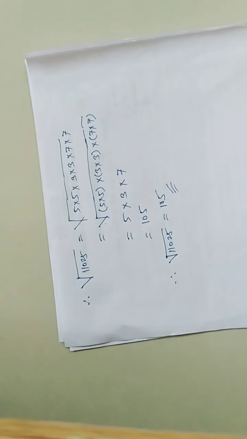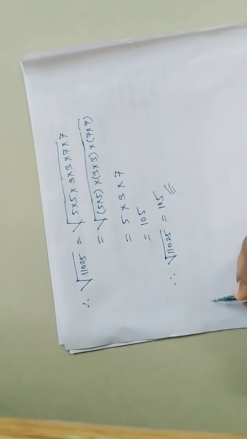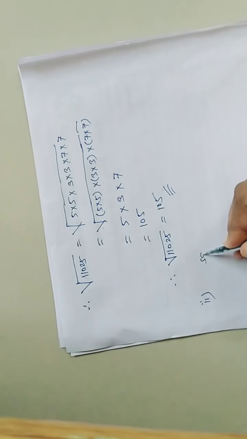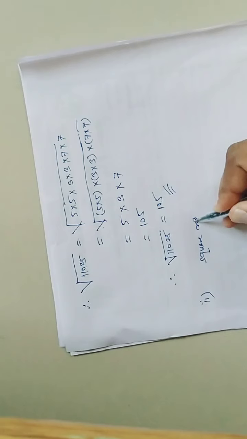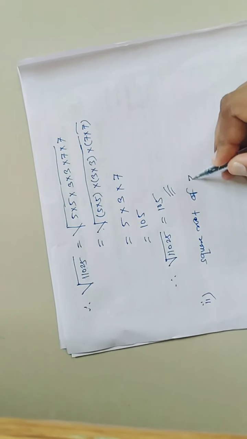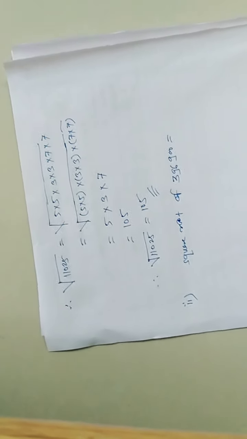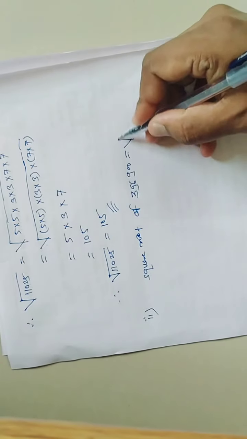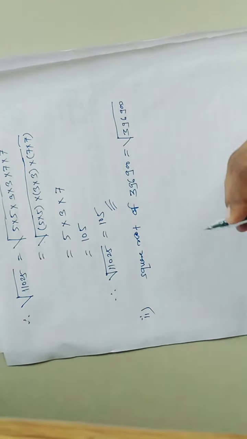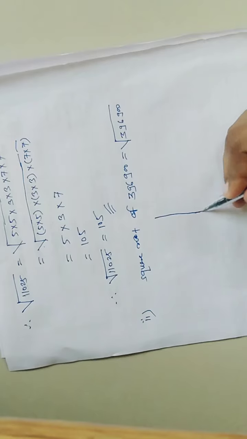Now we'll see the second sum. Second, we have to find out the square root of 3,96,900. In square root 3,96,900. Now we will find out the prime factors of this number. So I will do the calculation here.